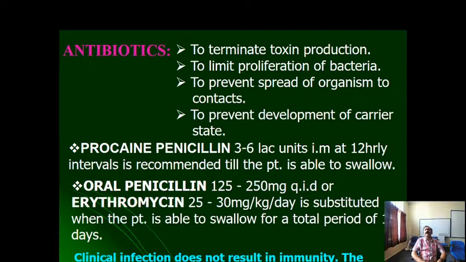So simple procaine penicillin 3 to 6 lakh units at 12-hourly interval is recommended to the patient who is able to swallow. Procaine penicillin, just basic penicillin. Initially you give injectable penicillin. After that you can shift over to oral penicillin 125 to 250 milligram 4 times a day, or erythromycin 25 to 30 milligrams per kg per day is given whenever the patient is able to swallow.